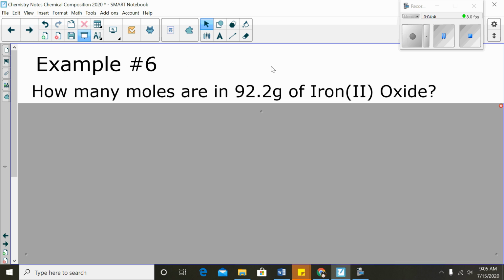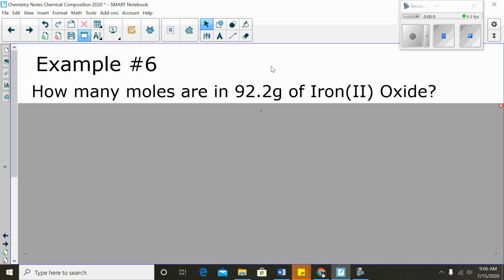All right, for example 6 now, look at the question. It says, how many moles are in 92.2 grams of iron 2 oxide? So you now have a compound. So this is going to involve several steps before you can actually solve the problem here. So the first thing you need is that formula.